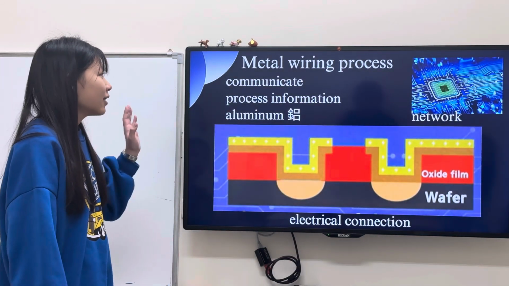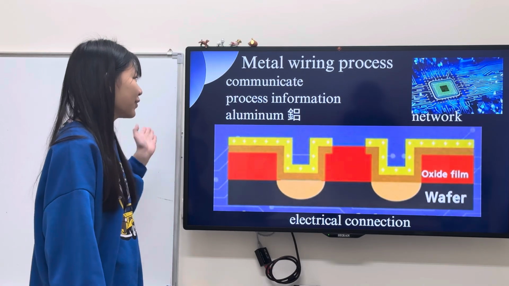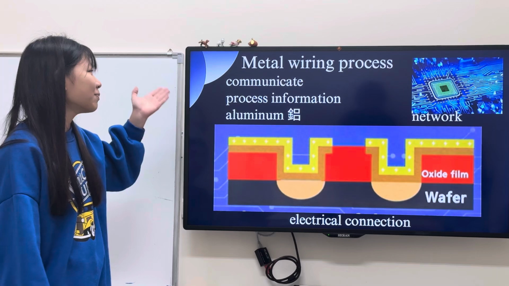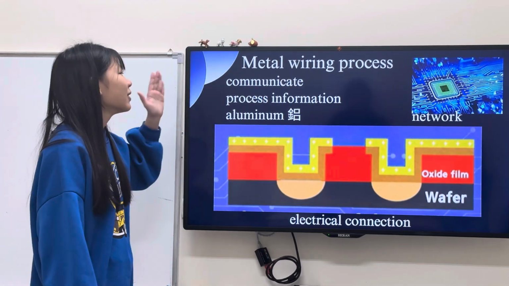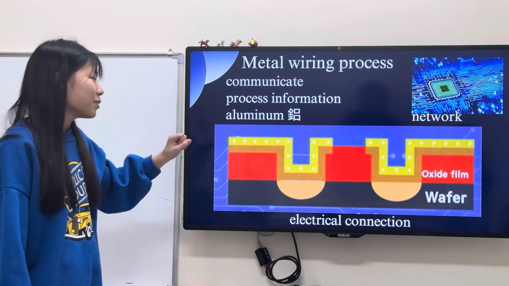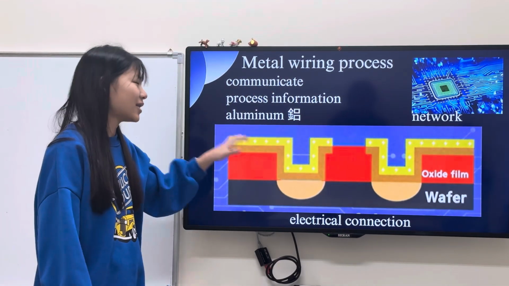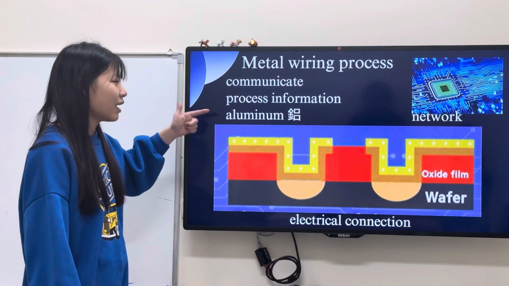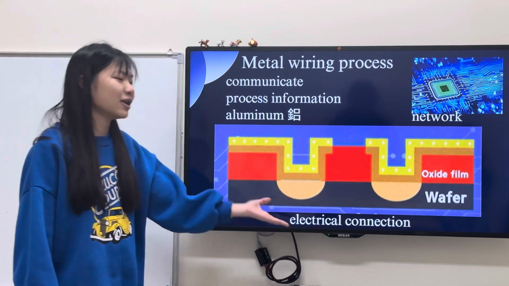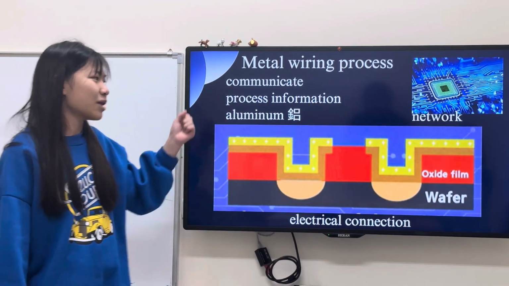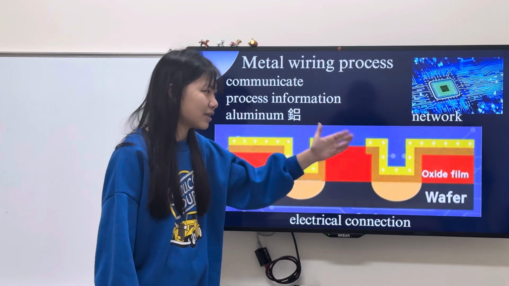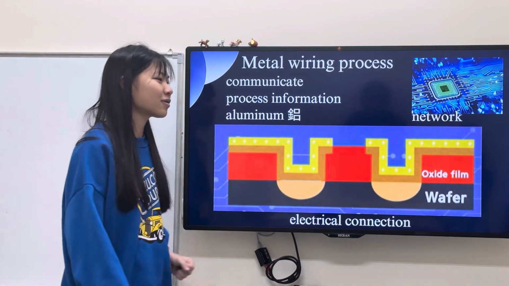And after the ion implantation, people have to make the chip able to communicate and process information. The metal wiring process puts a thin layer of copper or aluminum on the wafer, and this can build the electrical connection between the components on the chip. And this can build a network of wires and let the electrons flow.